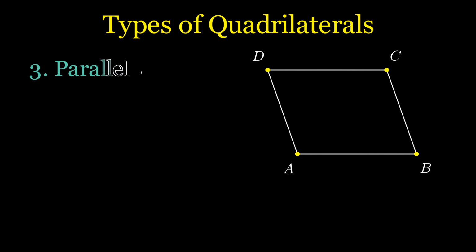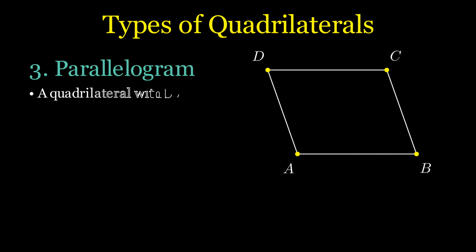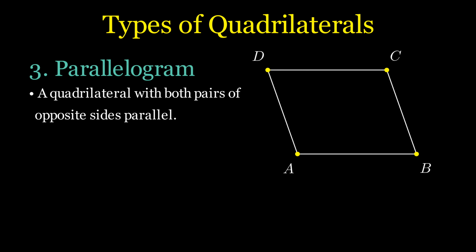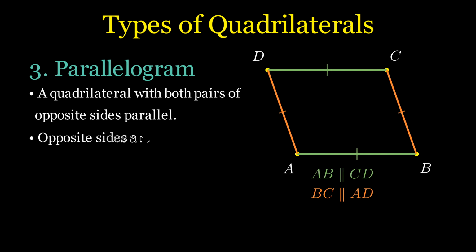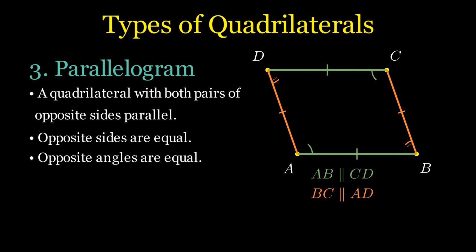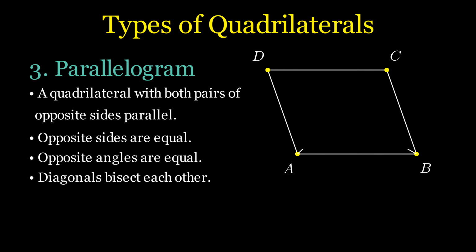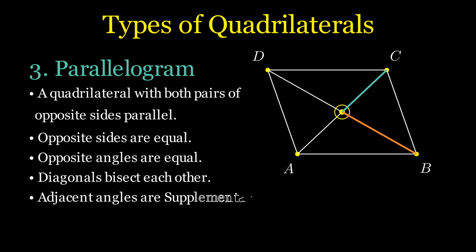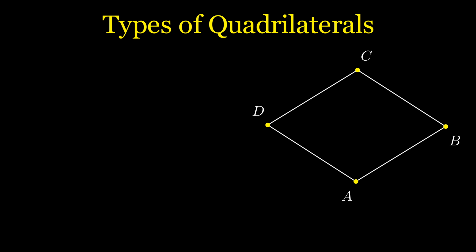Now next is parallelogram. A quadrilateral with both pairs of opposite sides parallel is called a parallelogram. So here AB is parallel to CD and BC is parallel to AD. Opposite sides are equal. Opposite angles are also equal, that is angle A is equal to angle C, angle B is equal to angle D. Also the diagonals bisect each other. You can see this. And finally, the adjacent angles are supplementary, meaning the sum of any two adjacent angles is 180 degrees.